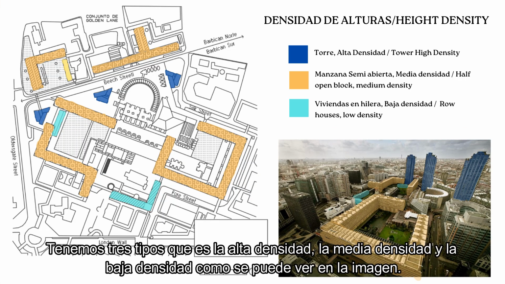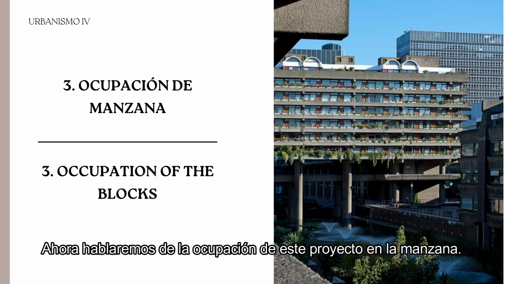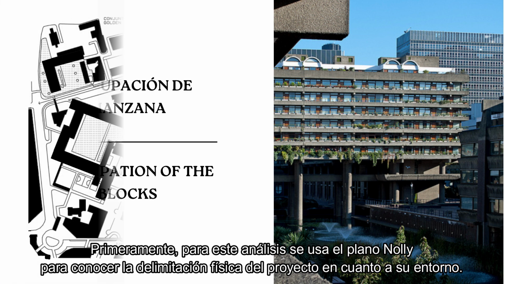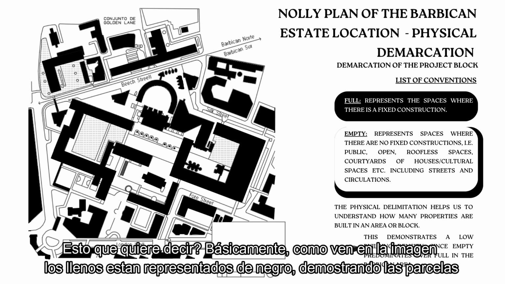And in the density, we can see that we have 3 types: the high density, the half density, and the low density, as you can see in the picture. We will now discuss the occupancy of this project on the block. First of all, for this analysis, the figure-ground plan is used to note the physical delimitation of the project in terms of its surroundings. What does this mean?